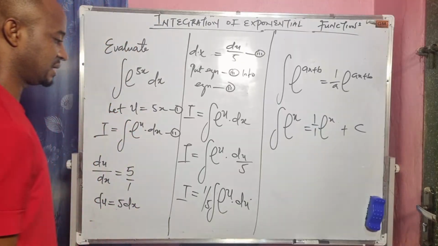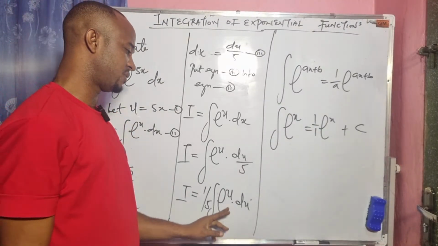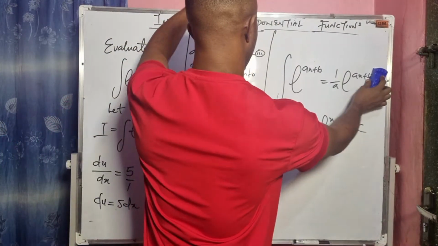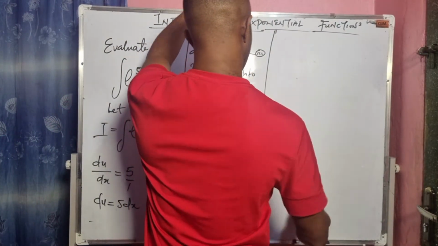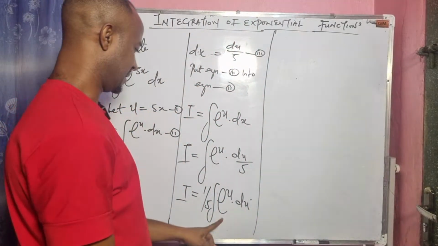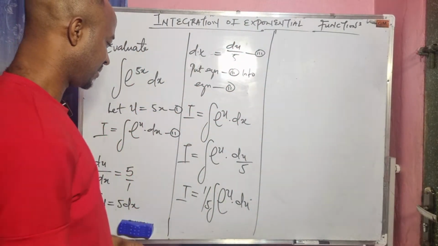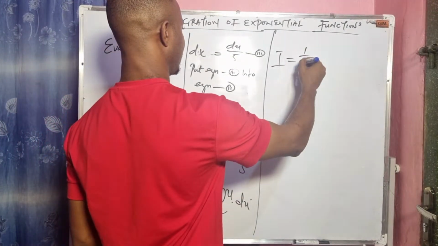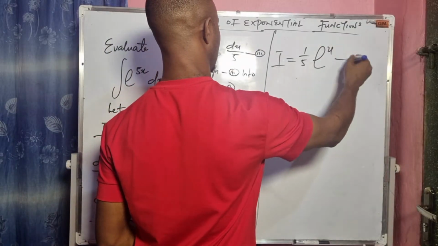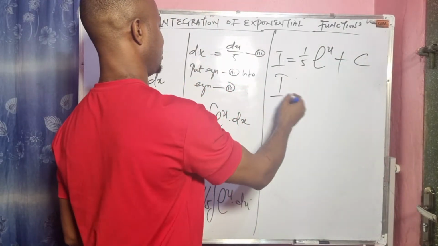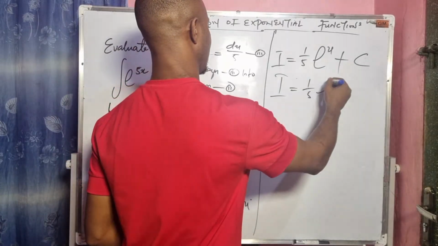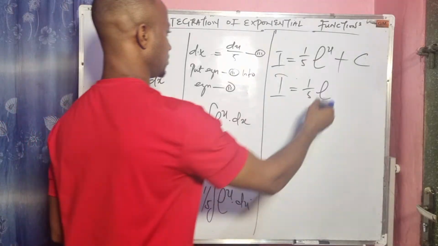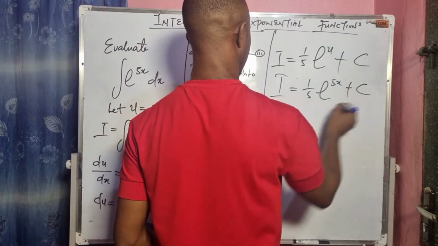So the integral of e to the power of u du has been generated, so we can apply the first case, right? This is the integrand, so let's apply it here. We have I equals 1 over 5 exponential u plus c. So our I becomes 1 over 5 e to the power of u. Our u is 5x, so we have e to the 5x, plus c.